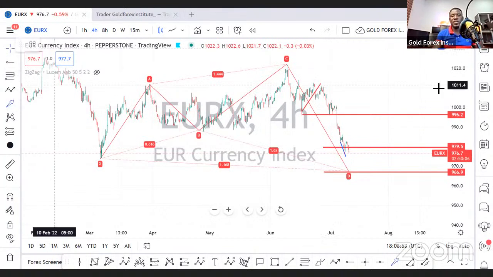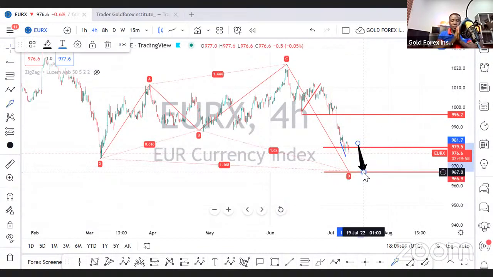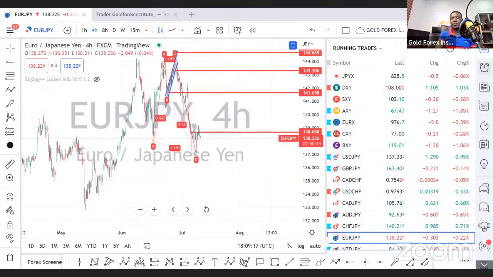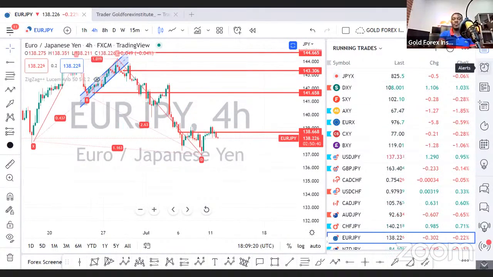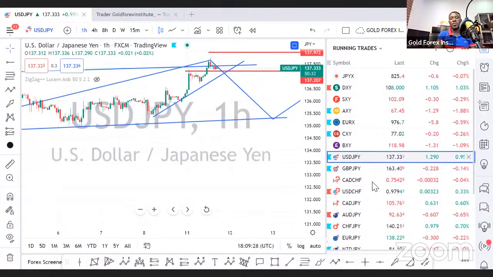So we could see it still dropping to this level. It's too short, actually, but who knows? Because euro is still weak. Euro is still weak. Okay. This euro index. Okay, so euro yen could still drop. Euro yen could still drop. Okay. So that's it.